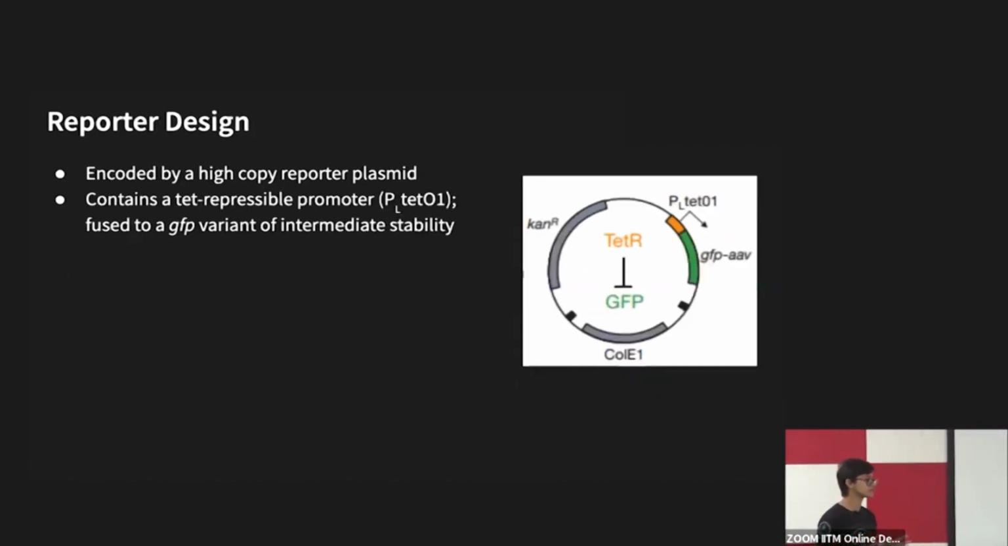So we have another system in the E. coli. This is the reporter. It is encoded by a high-copy plasmid, and in this plasmid we have a GFP gene that has been inserted. To this GFP gene, a TET repressible promoter has been fused. So essentially, in the presence of the TETR protein, the TETR protein represses the expression of the GFP.